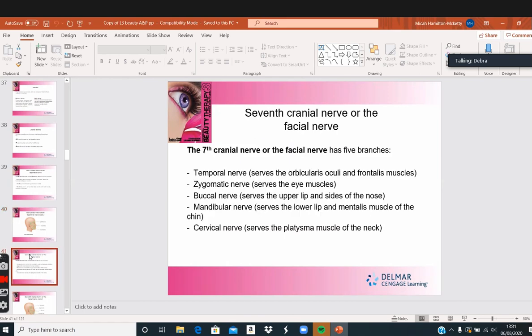The 7th cranial nerve, or the facial nerve, has 5 branches: the temporal, zygomatic, buccal, mandibular, and the cervical. The temporal nerve serves the auricularis and the frontalis muscles. So if you've not learned the muscles, this will mean nothing to you. We must learn the muscles. I will show you where they are. The zygomatic nerve serves the eye muscles. The buccal nerve serves the upper lip and the sides of the nose. The mandibular serves the lower lip and the mentalis muscle of the chin. And the cervical nerve serves the platysma and the muscles of the neck.